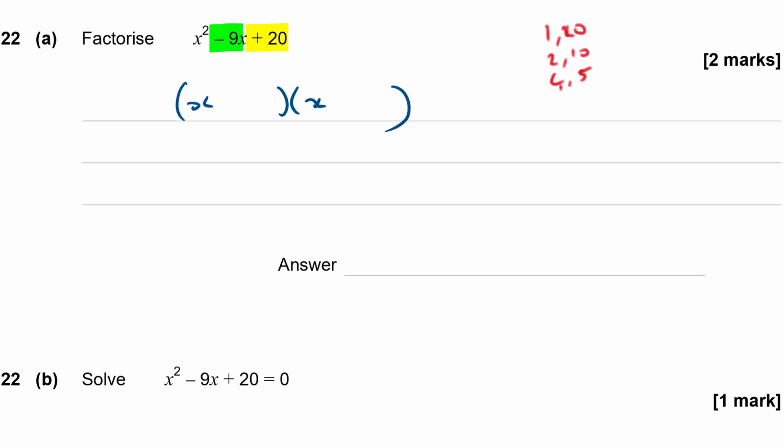Okay, well, because I've got a positive number at the end and a negative number in the middle, I must have minus and minus, so these must all be negative values. Negative, negative, negative, negative, negative, negative. And which pair adds up to negative 9? It's this one here. So it's going to be minus 4, minus 5. x minus 4, x minus 5.